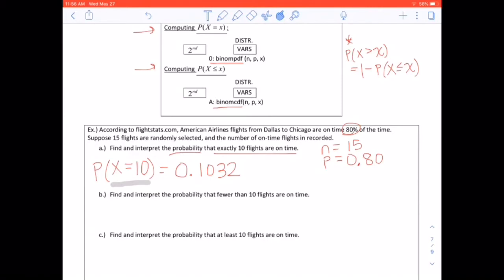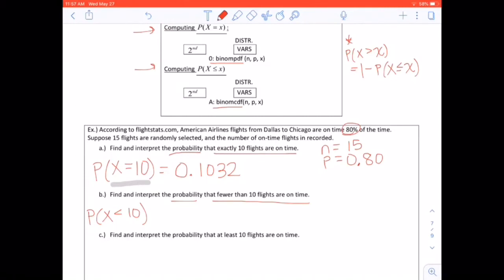Part B says find and interpret the probability that fewer than 10 flights are on time. So this time we have fewer than 10 flights, and we are still dealing with the probability. So the word fewer means less than 10. So since part A was equals to, we used binom PDF. And since part B is less than, we're going to use binom CDF for a cumulative distribution function, so adding up it and everything before it.